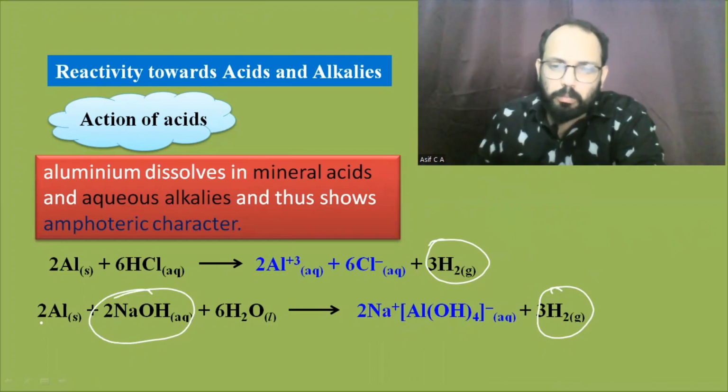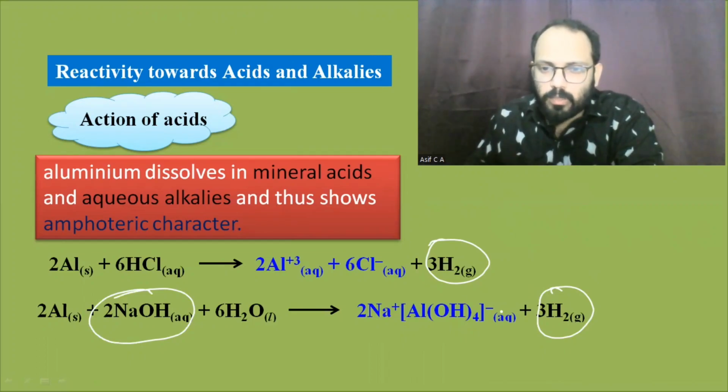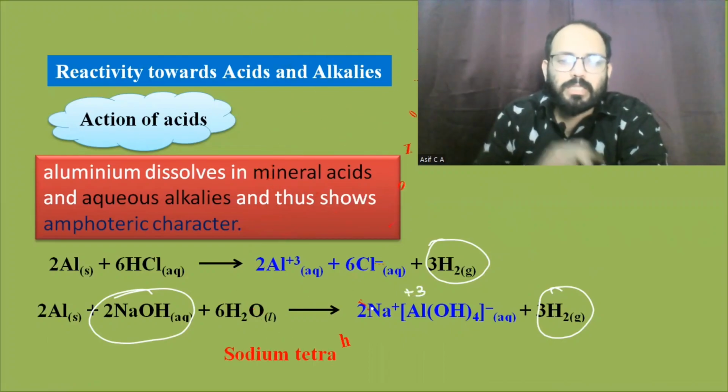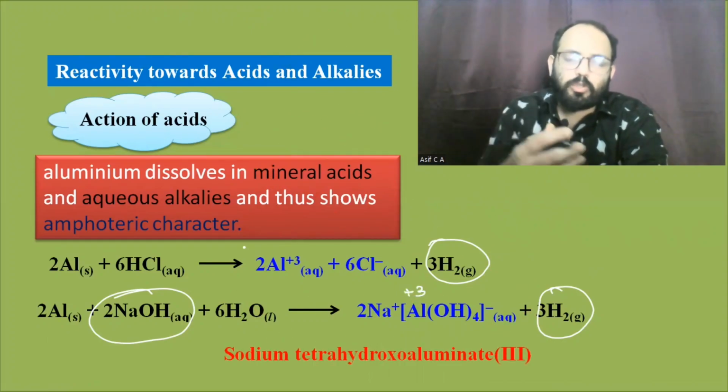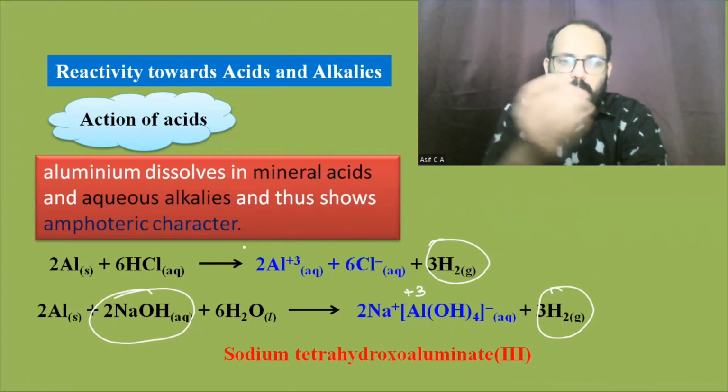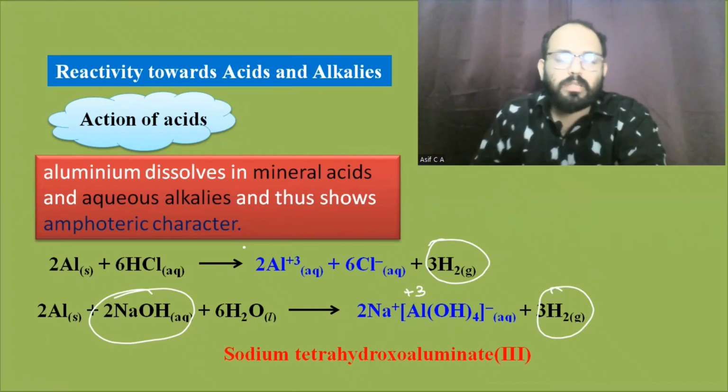What is the name of this complex? Can you name this? Sodium tetrahydroxo aluminate. The charge on the aluminate comes to minus 3? So the name is sodium tetrahydroxo aluminate. So you got the amphoteric nature of aluminum, reacting with acid and reacting with base.